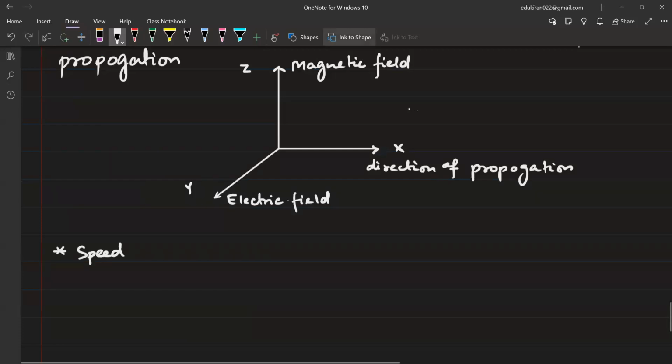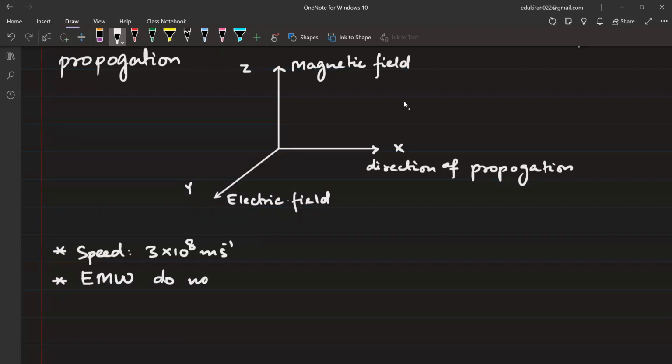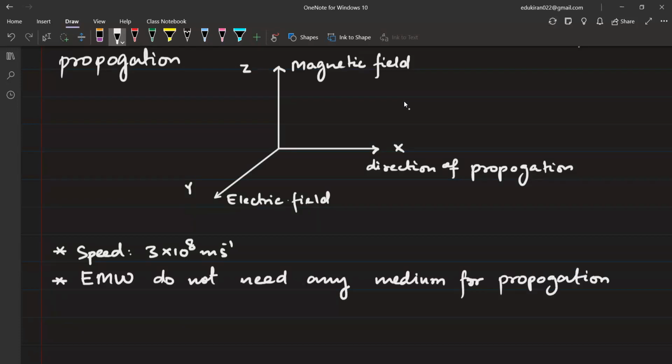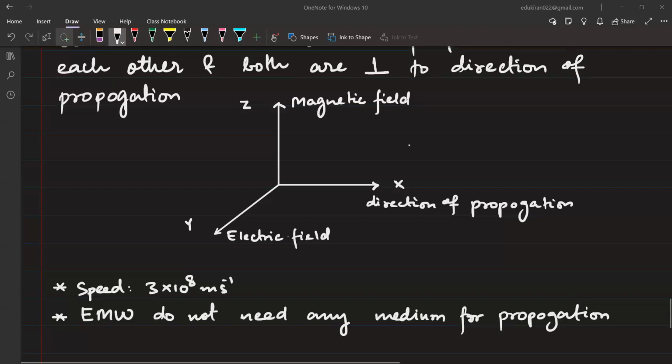Did you write this down? Speed, as you know, is 3 into 10 to the power 8 meters per second. And one more thing: electromagnetic waves do not need any medium for propagation. For example, light is also an electromagnetic wave. It will be better if you draw this down. Please draw this also.